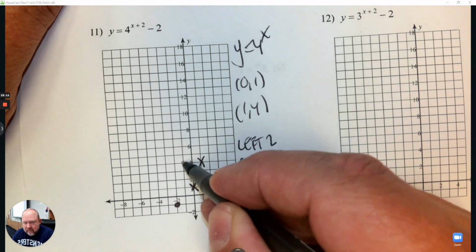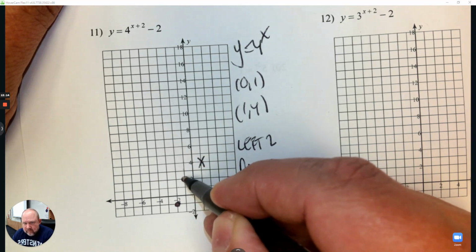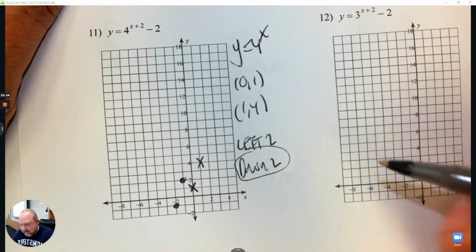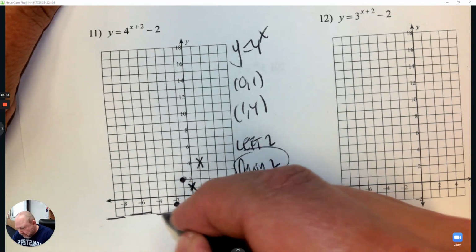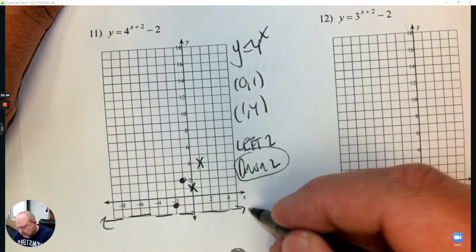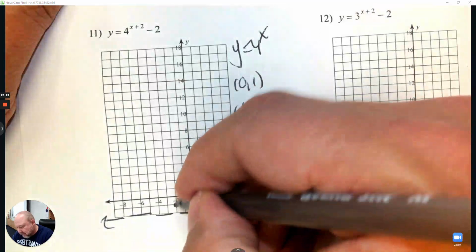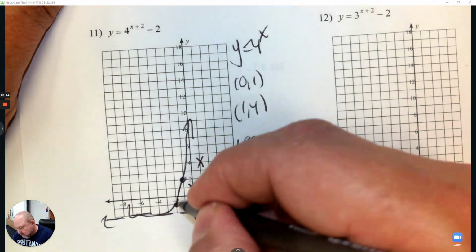So each one here, I'm going to go left 2 and down 2. Here, I'm going to go left 2 and down 2. And then the asymptote, I'm going to go down 2. So from 0, it goes down 2. So it's at -2. And then I'm going to draw the curve from there.